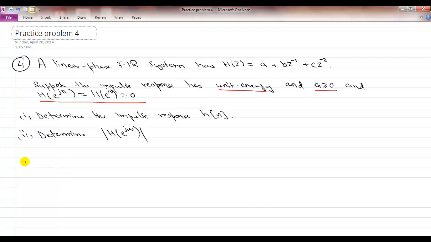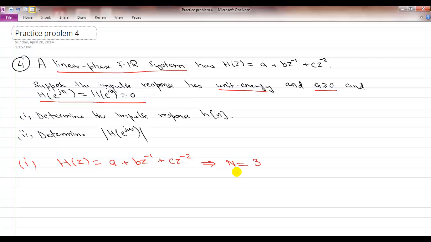Okay? So start with H(z) equal to A plus B z inverse plus C z to the minus 2. The degree of this polynomial is 2. This means that the length of this filter is 3. Now, this is a linear phase FIR system, and you have length equal to odd. So it's either a type 1 filter or it's a type 3 filter.